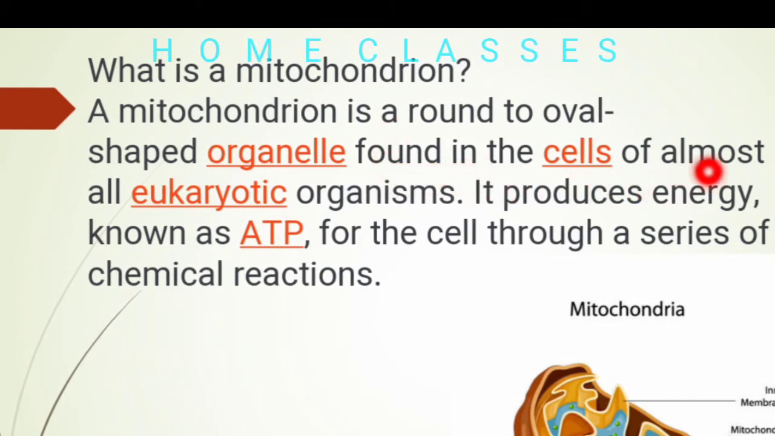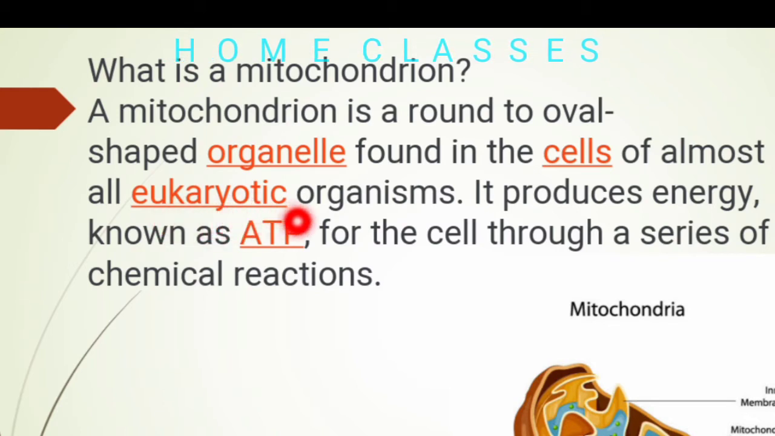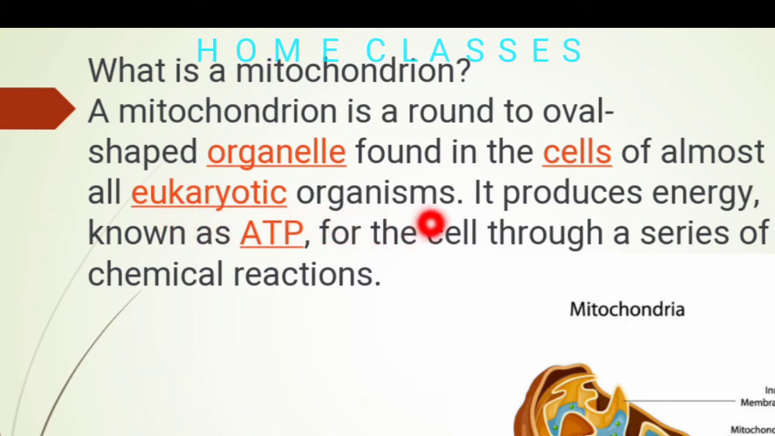Found in the cells of almost all eukaryotic organisms. Eukaryotic means the organisms which have a well-defined nucleus. The nucleus has a nuclear membrane around it, and this can only be seen in eukaryotic organisms.